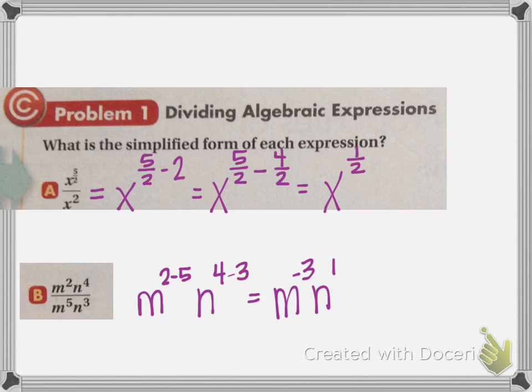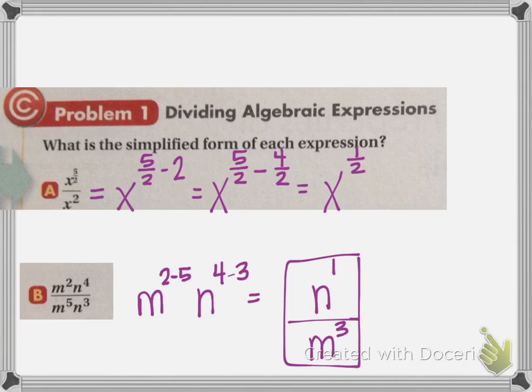So m to the negative 3, n to the 1st. But the m has to go to the bottom because it has that negative exponent. So instead of m to the negative 3, it's going to be over m to the 3rd. So n over m to the 3rd. Alright?